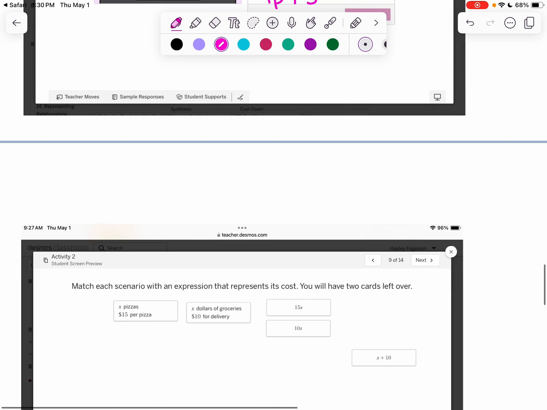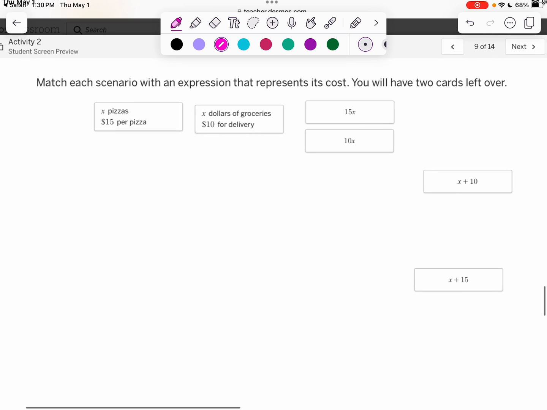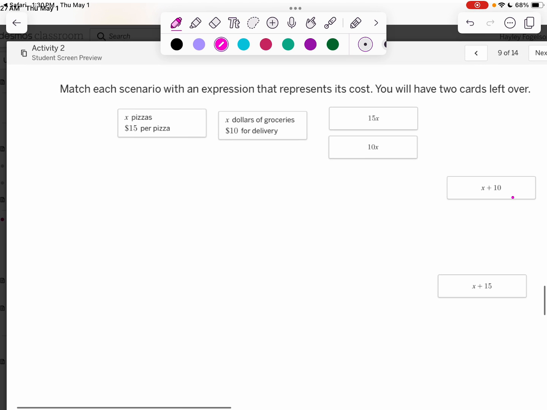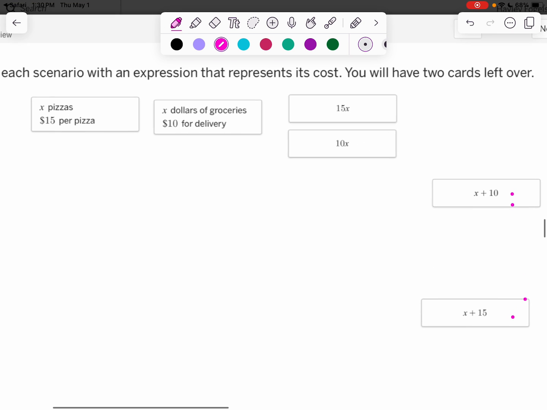All right, we're getting close. Slide 9. Match each scenario with an expression that represents its cost. You will have 2 cards left over. All right, so for some reason it wouldn't let me move these 2. That's why they're way down here. But that's besides the point. So our first one says X pizzas, $15 per pizza. And our second one says X dollars of groceries, $10 for delivery. So we need to pick if it's going to be timesing or adding for each one, because I see a 15x and an x plus 15 and a 10x and an x plus 10.